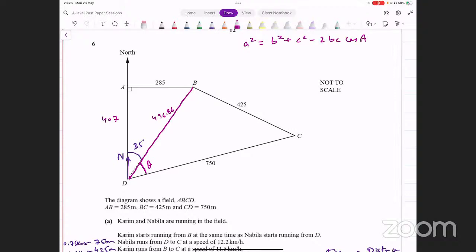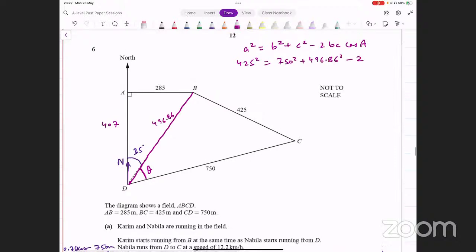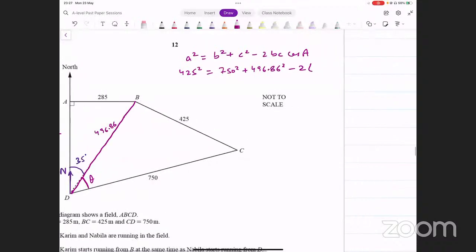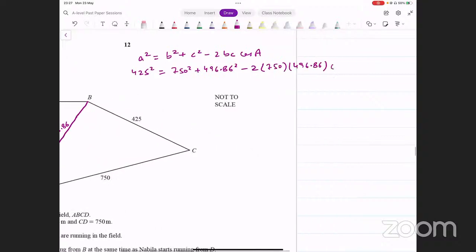ये जो साइड लेफ्ट साइड पे आ रही होती है इसके ऑपोजिट एंगल आपके पास इधर होते हैं, ठीक है? तो जो एंगल है उसके ऑपोजिट साइड कौन सी है? 425. तो यहाँ पे क्या लिखेंगे? This is 425. On the right side we've got 750 का square plus 496.86 squared minus 2 into 750 into 496.86 into cos of theta.